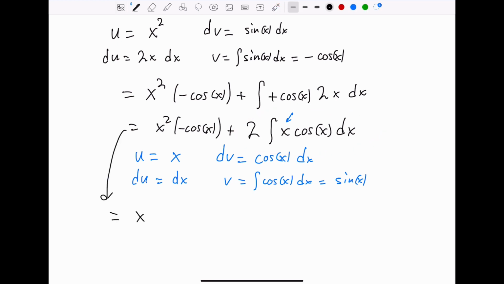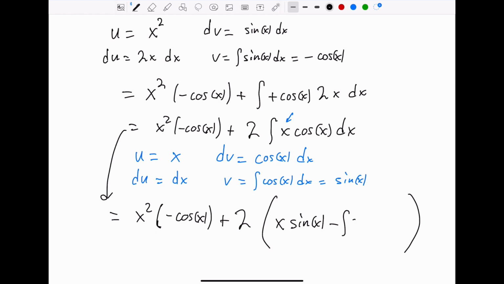So our expression is x squared times negative cosine of x plus 2 times the quantity. Now we'll use the integration by parts formula again. We have u times v minus the integral of v du. In this case, du equals dx.